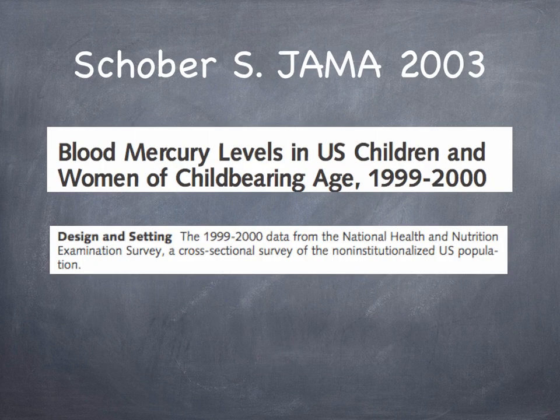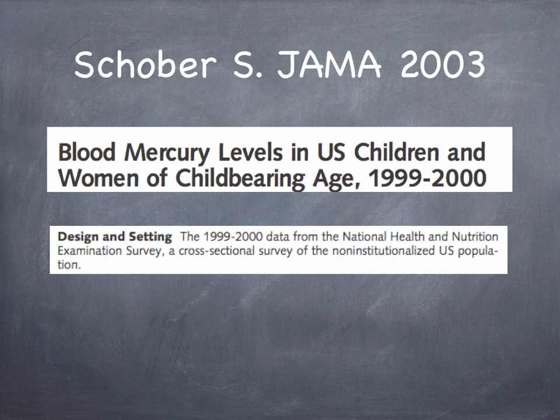An excellent example of a cross-sectional study was published in JAMA in 2003 by Schober and co-authors. Blood mercury levels in U.S. children and women of childbearing age, 1999 to 2000. The data for this publication were obtained from the National Health and Nutrition Examination Survey, also known as NHANES. The NHANES studies are a series of studies sponsored by the federal government to determine the prevalence of various diseases and the distribution patterns of variables associated with those diseases at a single point in time using a large representative sample of the U.S. population.